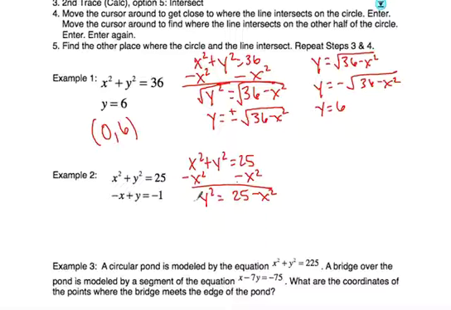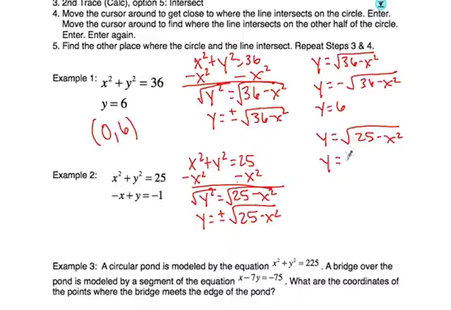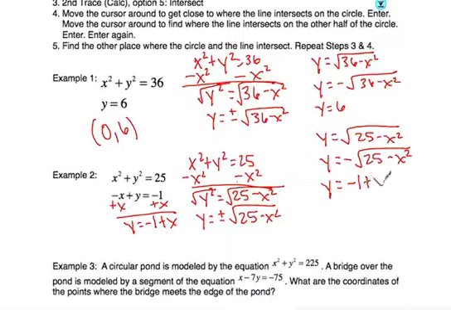I want to get the y to be by itself, so right now it's squared. I need to get rid of the squared by doing a square root. So I'm going to have y equals plus or minus the square root of 25 minus x squared. So I'm going to have one equation that is y equals the positive square root 25 minus x squared, and another equation where I have y equals the negative square root of 25 minus x squared. To get my third equation, I'm going to get y by itself on this one by adding x to both sides. So I end up with y equals negative 1 plus x. So my third equation is y equals negative 1 plus x.